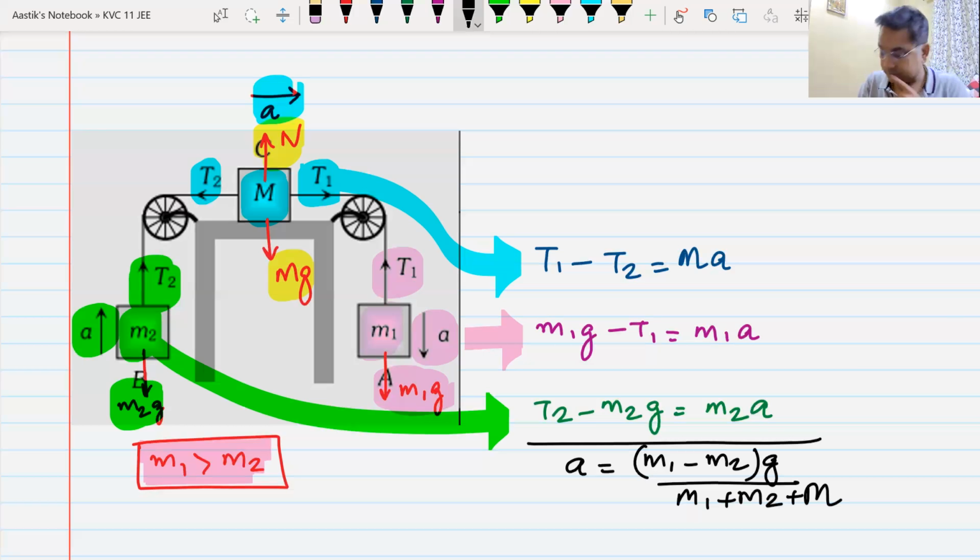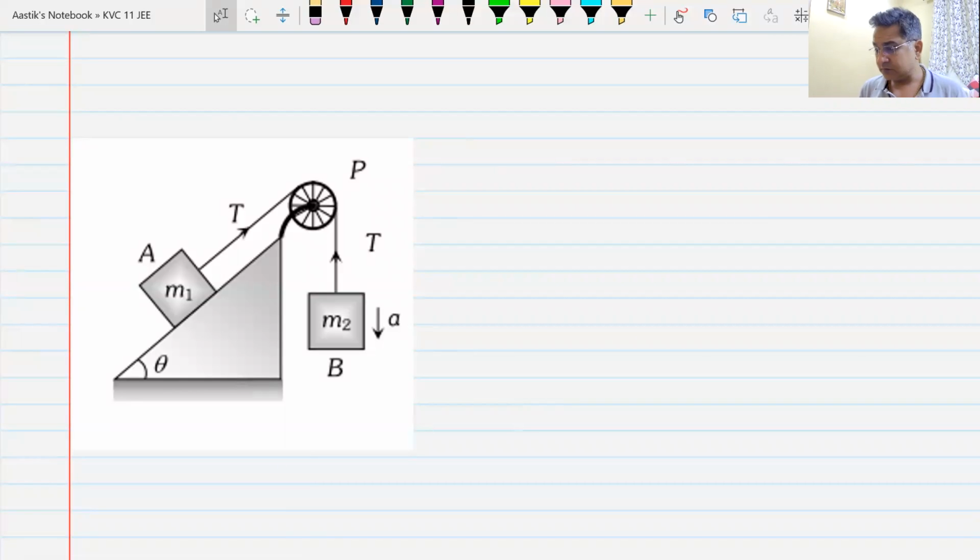What next? This one. Now, in the diagram, it is already given where the system is moving. Where is the system moving? M2 is going down with an acceleration A. If this is given to you, can you tell me what is the value of this A?